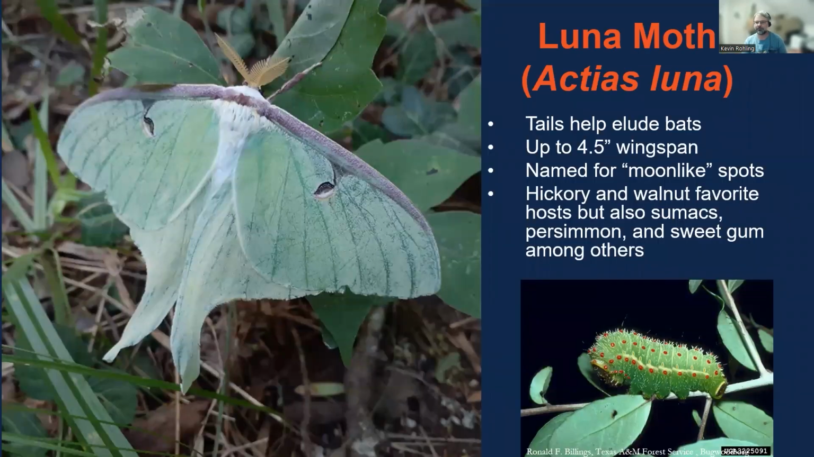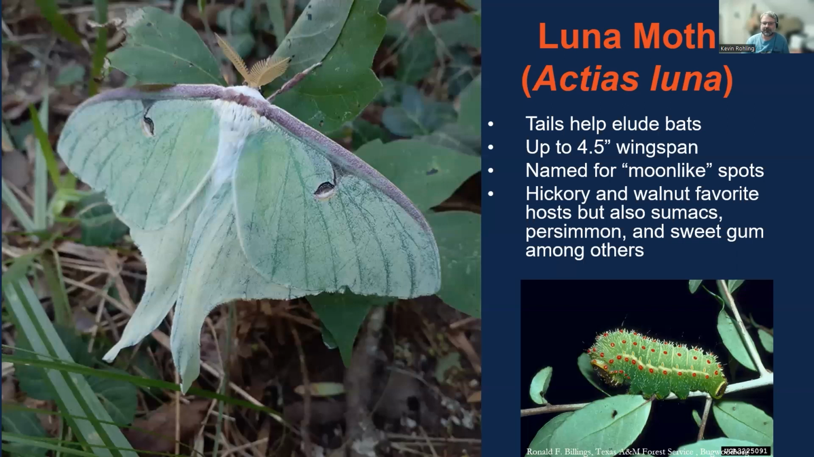And then several of you mentioned the Luna moth as your favorite, and it's up there for me as well. One of the interesting things I learned about this is that the tails on the Luna moth and some other species actually also help to confuse and disrupt bat echolocation. So that was sort of an interesting adaptation. These can also have a very large wingspan of up to 4.5 inches. And they're named for their moon-like spots.